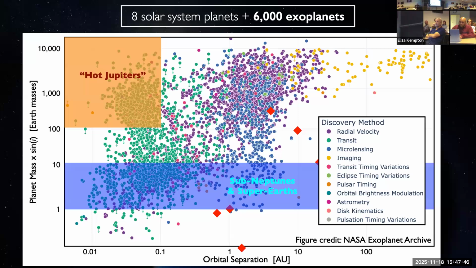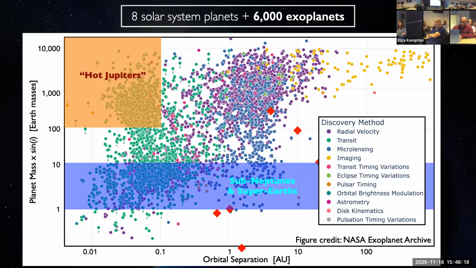Hot Jupiters, the topic of the talk today, Sub-Neptunes, and I'm not explicitly going to talk much about super-Earths, but Sub-Neptunes and super-Earths are both planets that are intermediate in size and mass between Earth and Neptune and Uranus.